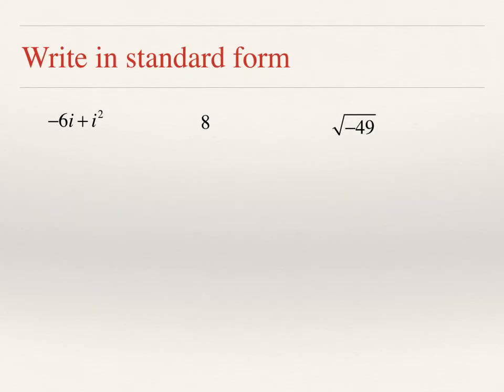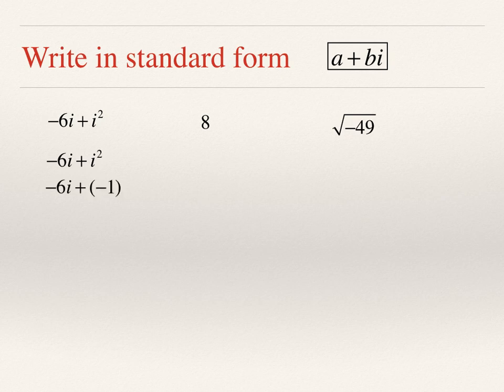The next example, writing in standard form. The first number is not in standard form because I need a real part and an imaginary part. But i squared is negative 1. So now I can just rewrite my order as my real plus my imaginary part. So put the real number first, the imaginary number second, and that's my answer. The number 8 is not really a complex number. If you want to write it as a complex number, we need an imaginary part, 8 being the real part. So let's do 8 plus 0i.